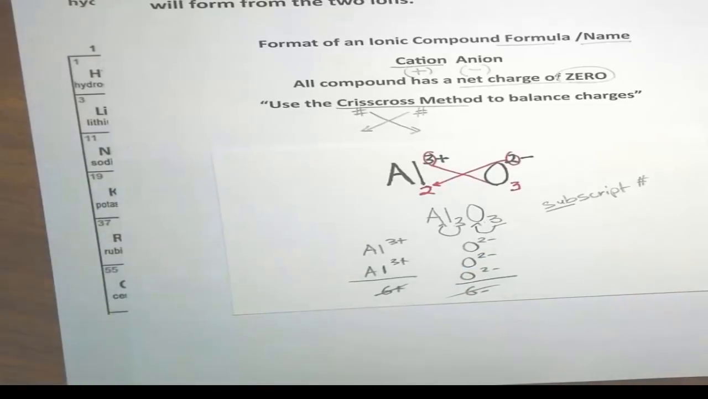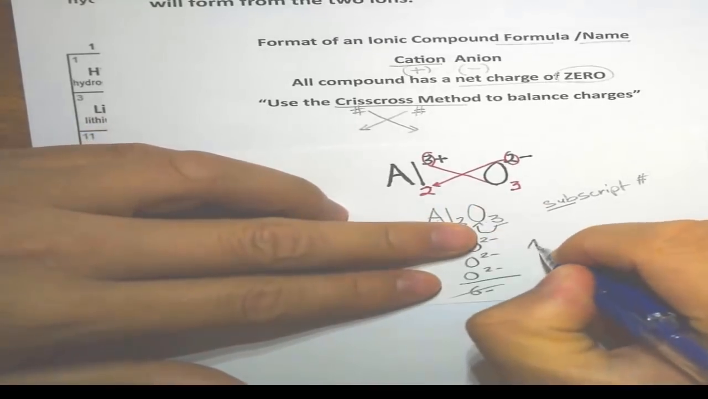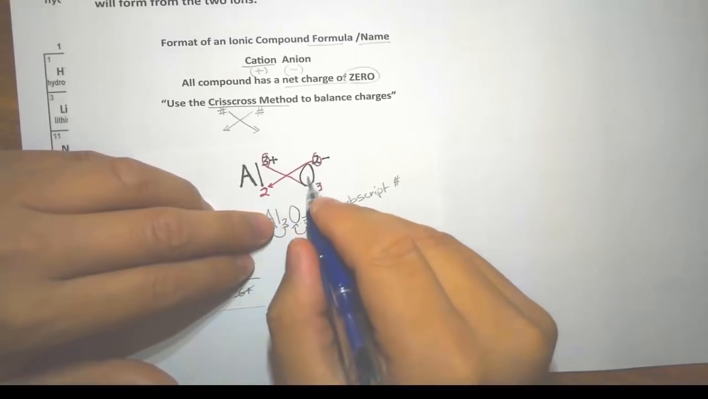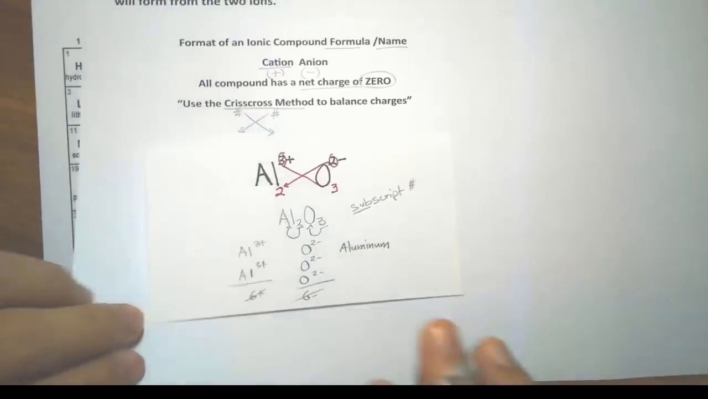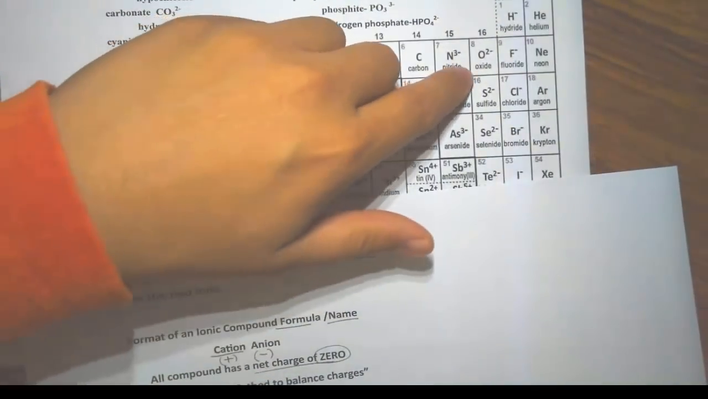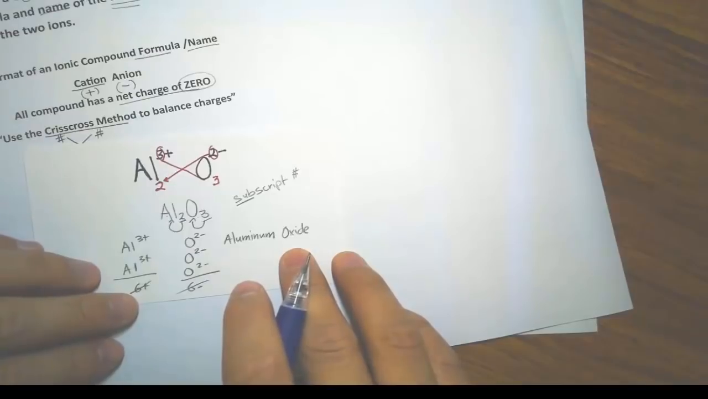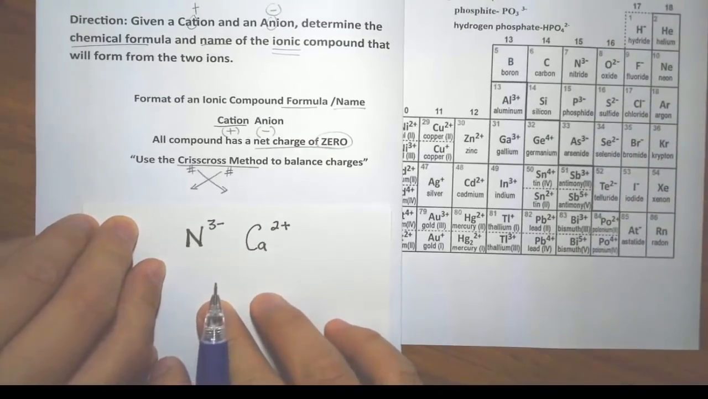But what about the name? The name is extremely easy. You just name the way you see it. This is aluminum, followed by the negative ion. So what's the name of oxygen? If we go back to the table, remember the naming structure? Oxygen becomes oxide. So we have aluminum oxide. So the name is aluminum oxide. And that's it. Here, let's try another problem together.